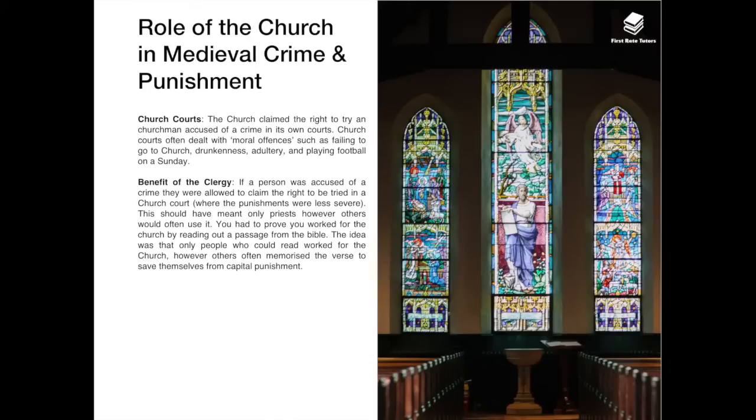Role of the church in medieval crime and punishment. Church courts. The church claimed the right to try and judge men accused of a crime in its own courts. Church courts often dealt with moral offences, such as failing to go to church, drunkenness, adultery, and playing football on a Sunday.